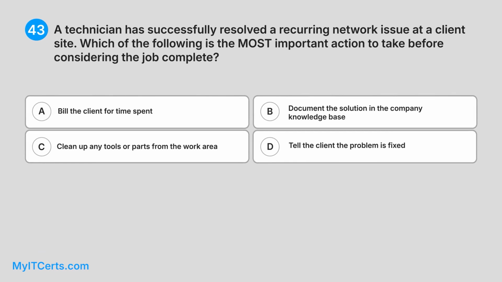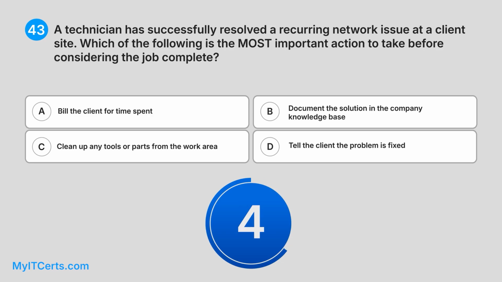43. A technician has successfully resolved a recurring network issue at a client site. Which of the following is the most important action to take before considering the job complete? A. Bill the client for time spent. B. Document the solution in the company knowledge base. C. Clean up any tools or parts from the work area. D. Tell the client the problem is fixed. What do you think is the answer?